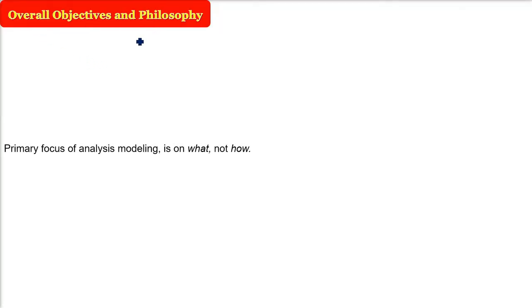So for requirement modeling or requirement understanding, what is the primary focus when we are doing the analysis modeling? This is based on the question what, not how. We are not going into the detail. We are just saying what is required, what is the user requirement, what we are going to do. So we don't go to the implementation detail or how. Whenever we are making a requirement model, there are certain objectives, there are certain goals.